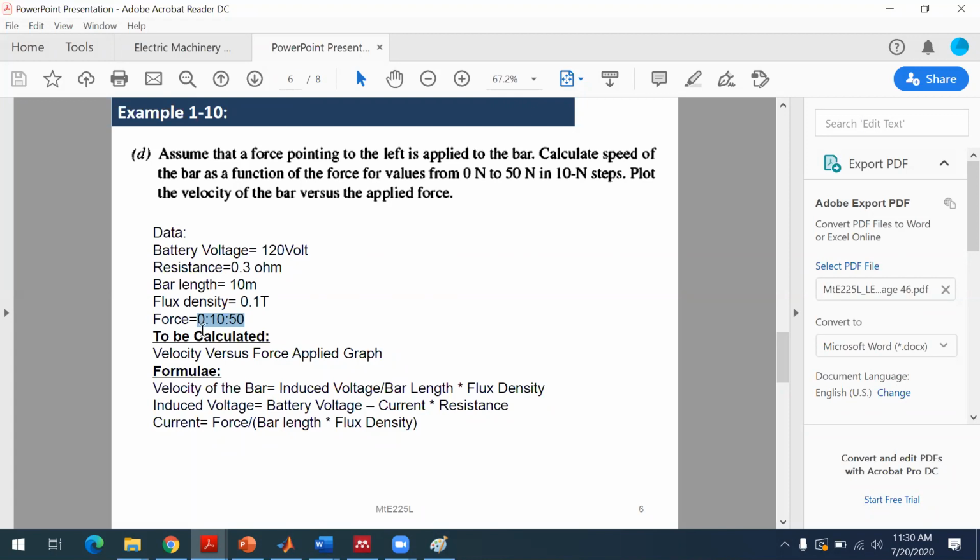So what we do is basically we plot it like this: 0 is the initial, 50 is the final, like in this case 0 is the initial force, 50 is the final force, and 10 Newton is the step which we normally take. So this is basically the quantity that is being applied at each step.